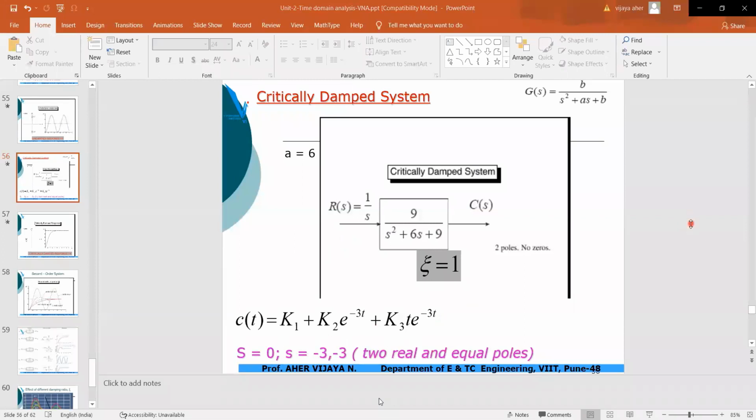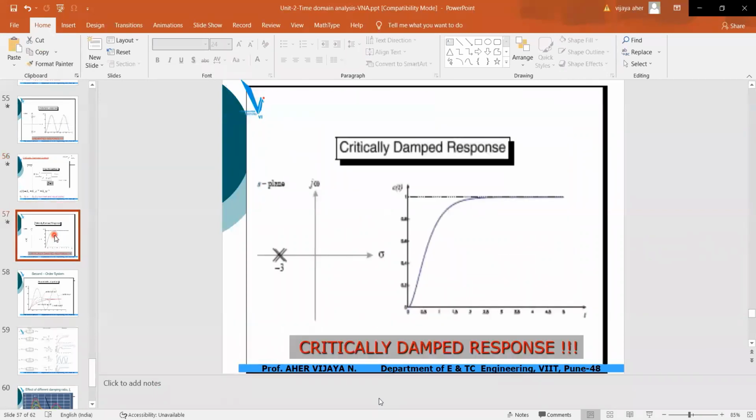आता मी प्लॉट करते. हा, आता आपण प्लॉट करूया. पोल्स, टू रियल अँड इक्वल पोल्स. क्रिटिकली डॅम्प्ड रिस्पॉन्स. बघा एस प्लेन आहे माझं, पॉझिटिव्ह रिअल ऍक्सिस, निगेटिव्ह रिअल ऍक्सिस, पॉझिटिव्ह इमॅजिनरी ऍक्सिस, निगेटिव्ह इमॅजिनरी ऍक्सिस. ओके. टू पोल्स इक्वल, रिअल अँड इक्वल. सो S is equal to -3. First pole S1 is equal to -3 located at this point.